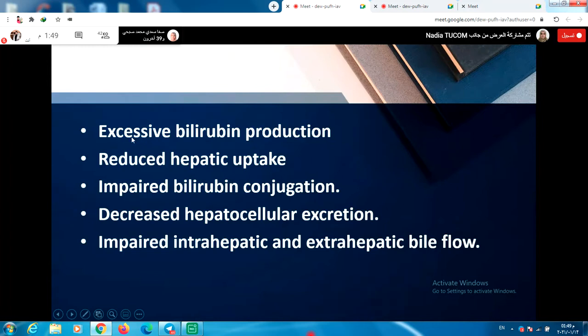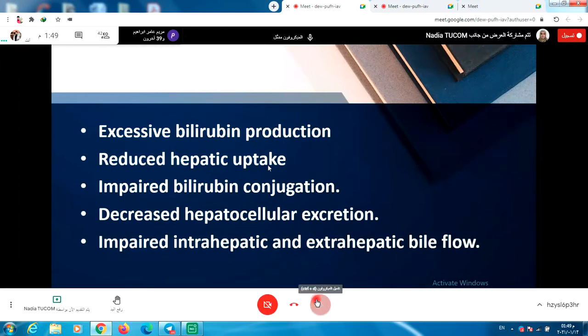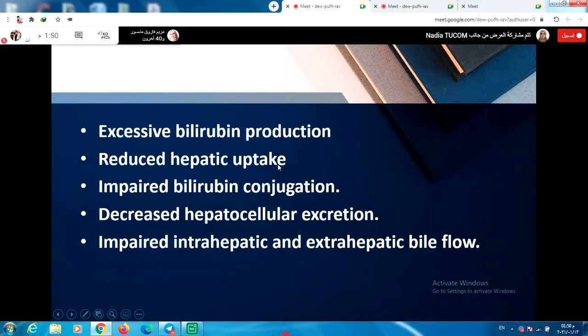There is either excessive bilirubin production, like in what are the causes of excessive bilirubin production? Hemolytic anemia. Yes, hemolytic anemia. There will be excess bilirubin production. Reduced hepatic uptake. In which state? What are the causes of reduced hepatic uptake? Hepatic, for example hepatitis or liver cirrhosis.